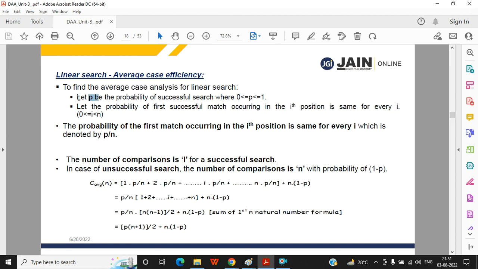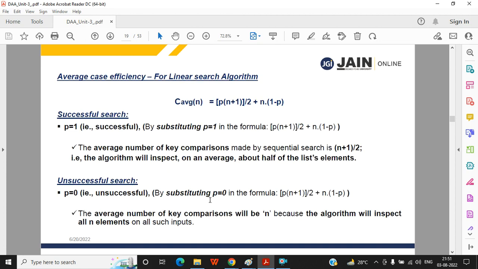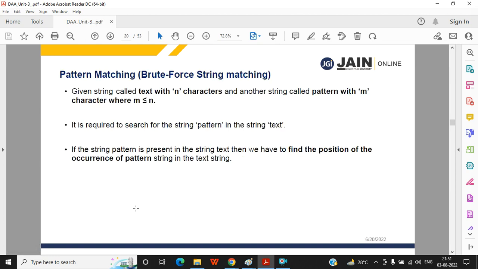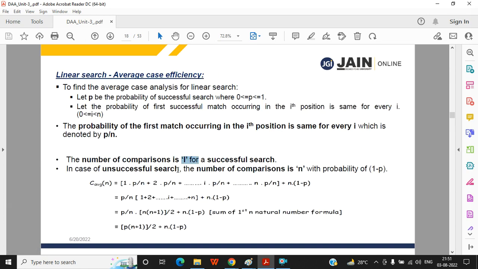just give me 1 minute. I'm going through it. Okay. Let probability first. Okay, the probability ith position, number of comparison is L for successful search. What is L? Successful. What is L? The number of comparison is L for successful. Anyway, I leave it. think that is IE. IE, they have written it like that. I don't know. Anyway, leave it.